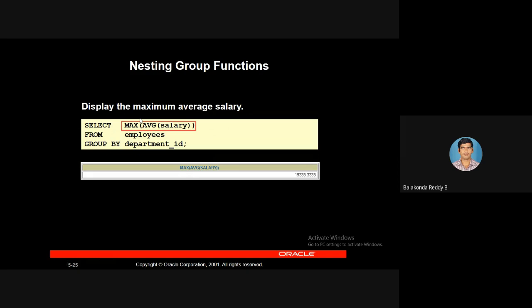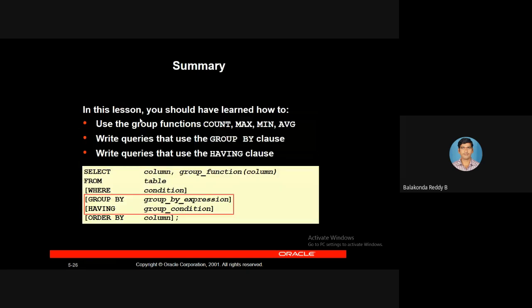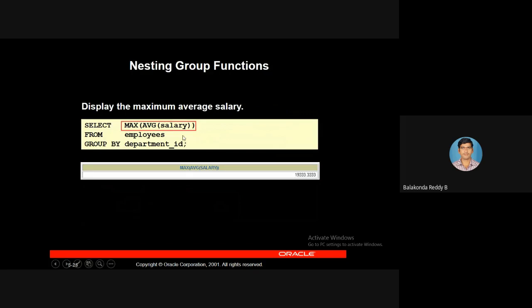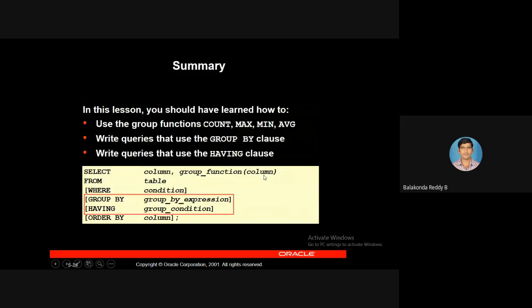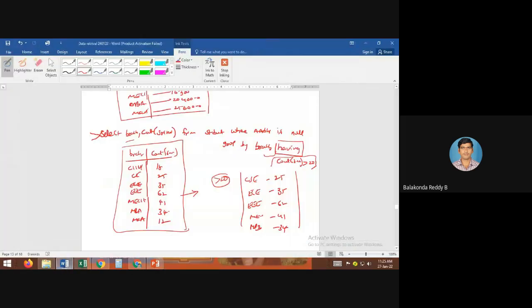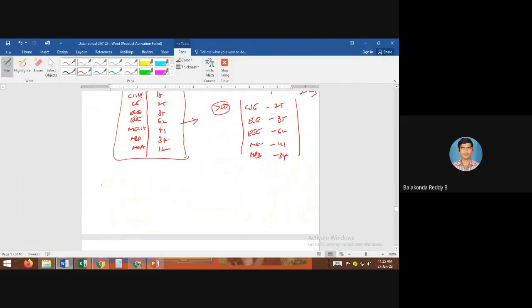Not with HAVING clause only: SELECT MAX of AVG of salary FROM employees GROUP BY department ID. What is the meaning of this one? What is the maximum average salary, branch wise? I need to find only that maximum salary. Any doubts? Put the heading: Note.